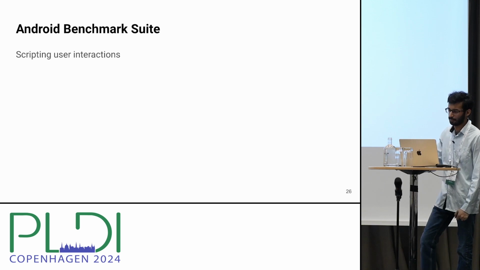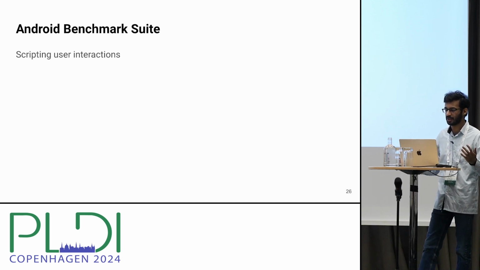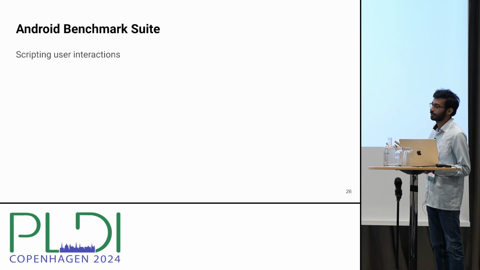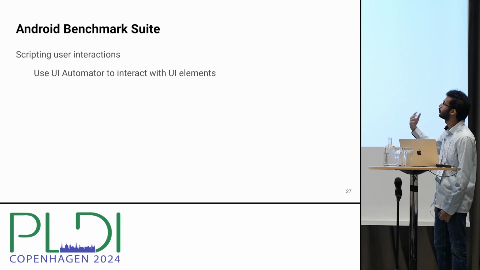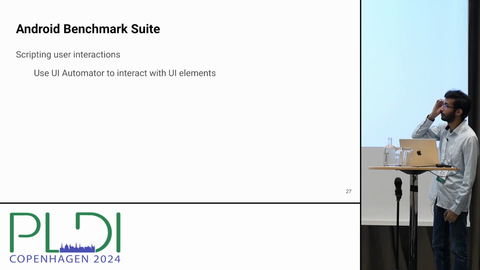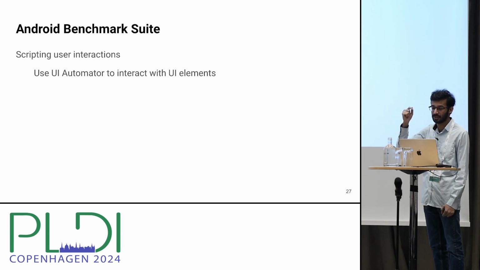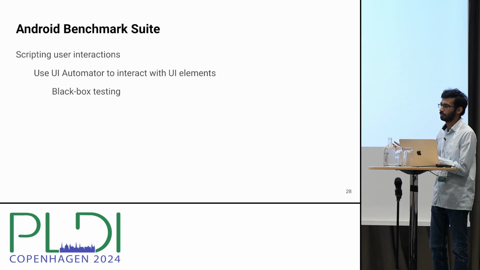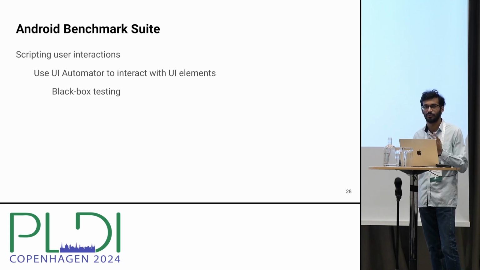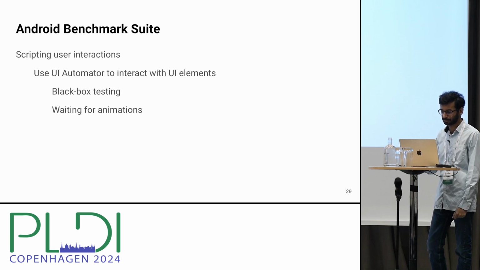Since all Android applications are highly interactive, we need to be able to script user interactions in a deterministic and reliable way. So what we do is we use the UI Automator library, which is an open source library maintained by the Android team, to interact with UI elements. This library was designed with black box testing in mind, which is great for us because we often don't have access to the source code for many of these real-world Android applications.